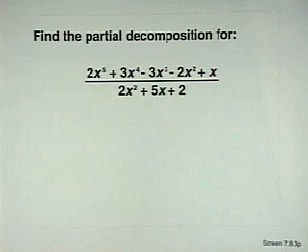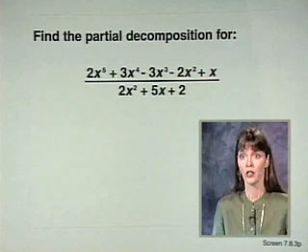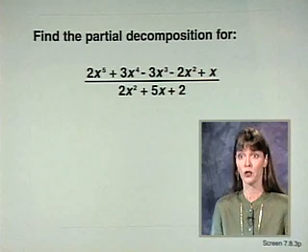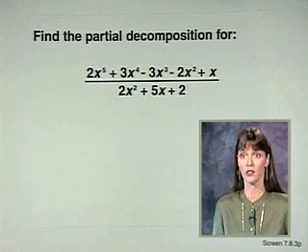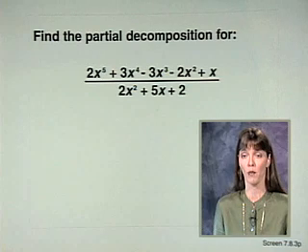We want to find the partial decomposition for the following rational expression: (2x⁵ + 3x⁴ - 3x³ - 2x² + x) divided by (2x² + 5x + 2). The first thing we should note is that this fraction is not a proper fraction. The numerator's degree is 5, whereas the denominator's degree is 2.